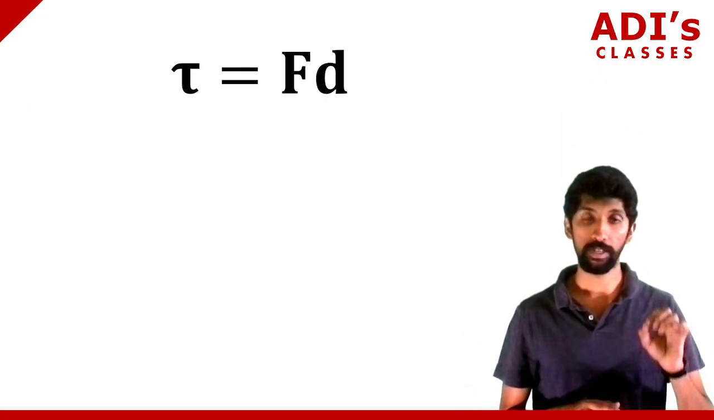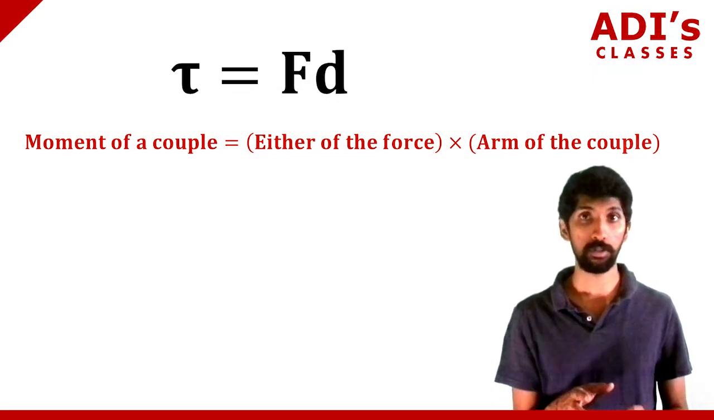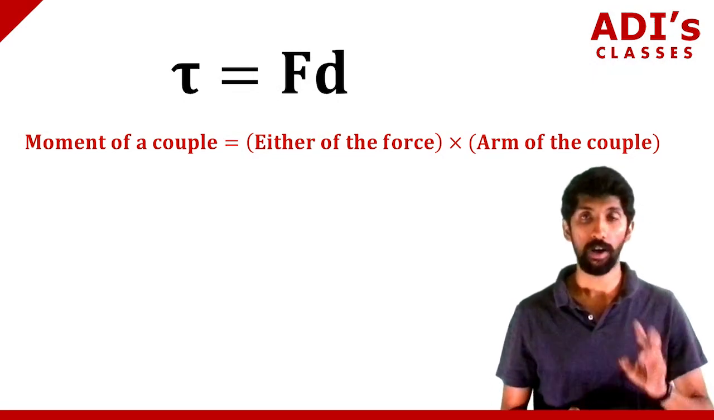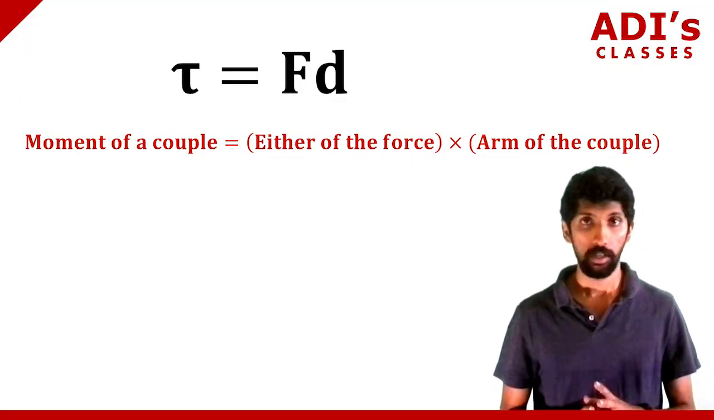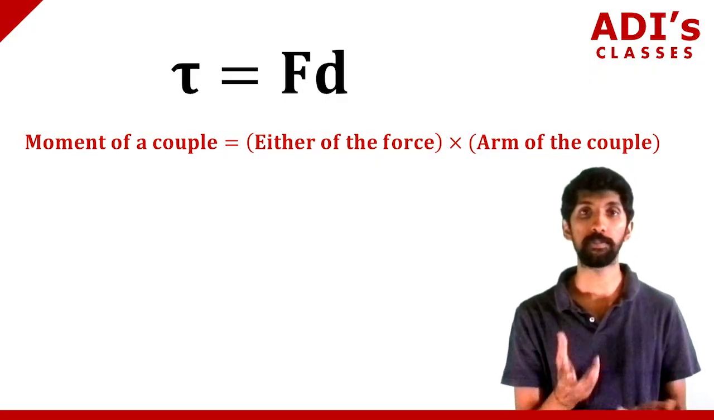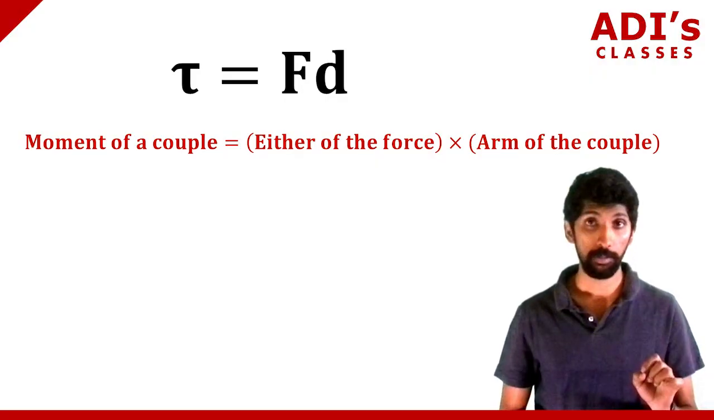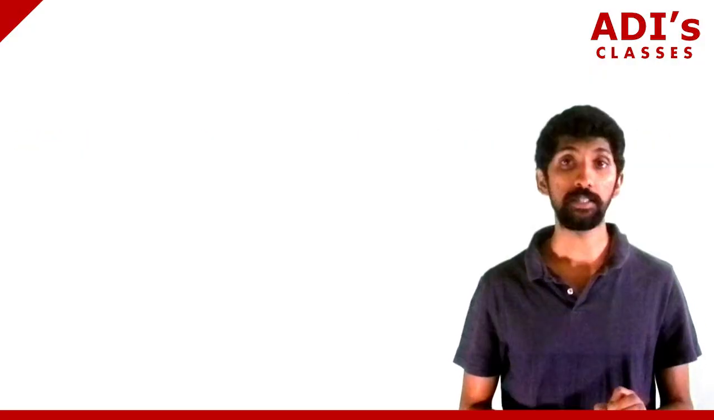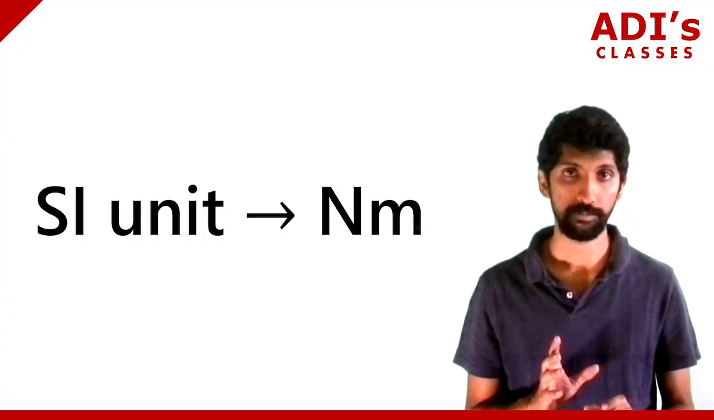So here also we say the moment of a couple is equal to either of the forces into the arm of the couple. Now, either of the forces, we can choose any one of them because both are the same. Correct. So either of the forces into the arm of the couple, which is basically the perpendicular distance. Okay. See here, the moment of a couple is a vector quantity. And the SI unit of this is the same as torque, which is Newton meter.